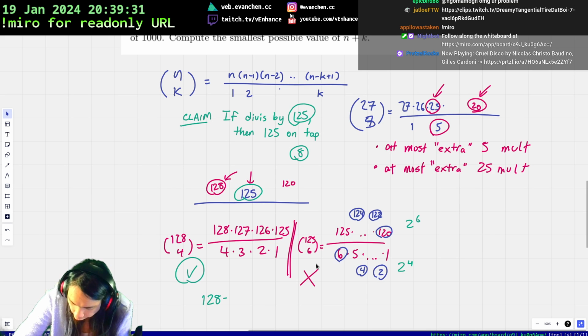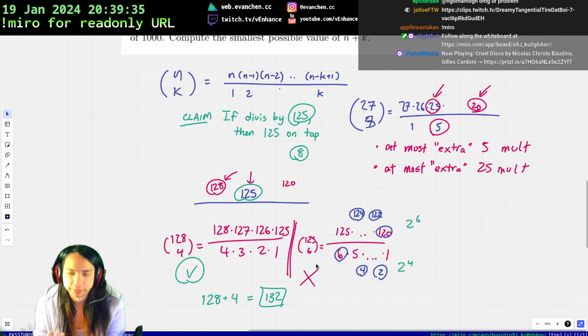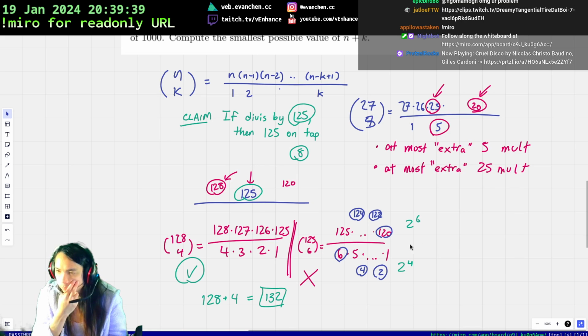So that gives you 128 plus 4 is 132. And then obviously, if you have a 250 instead of a 125, that's way worse. Whereas here, like I say, this doesn't work.